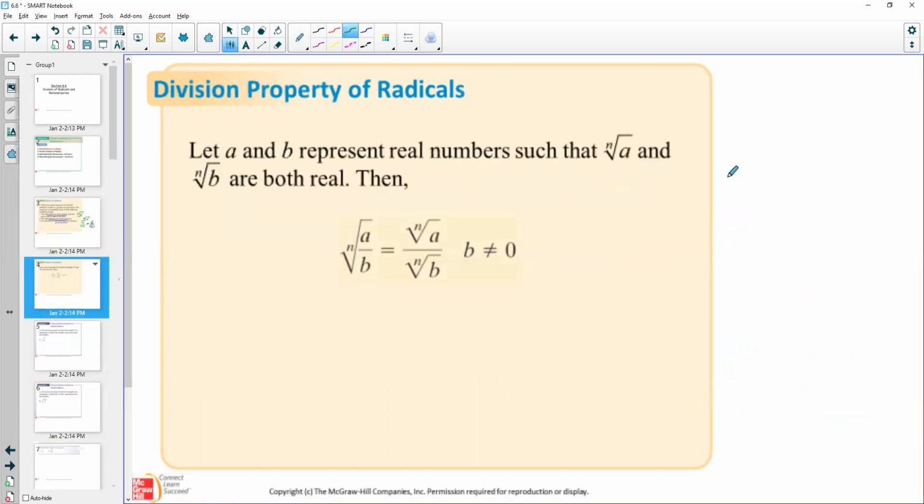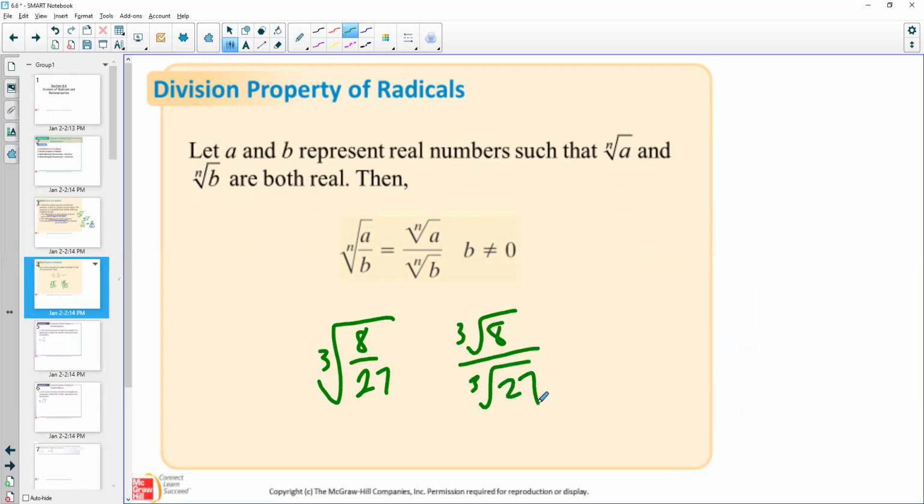One thing to remember is that if I have a fraction underneath a radical, so the cube root of 8 over 27, I can break this up into the cube root of 8 and the cube root of 27. Sometimes it makes sense to divide this fraction first and simplify it. Sometimes it makes sense to break it up. We just have to do what makes sense in each step.